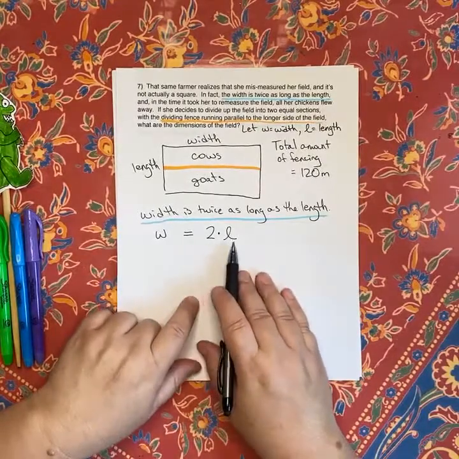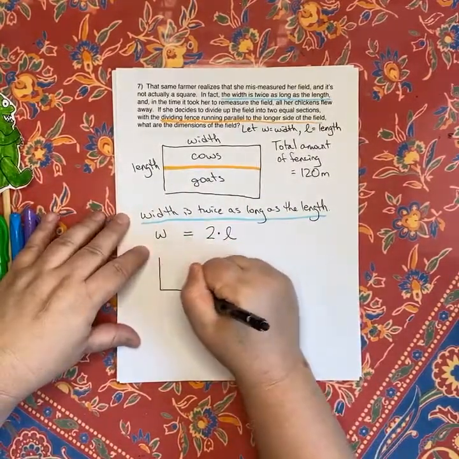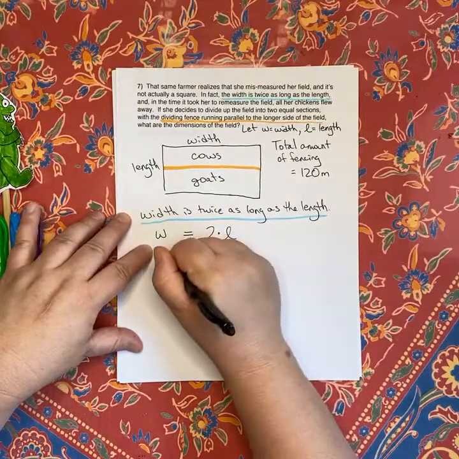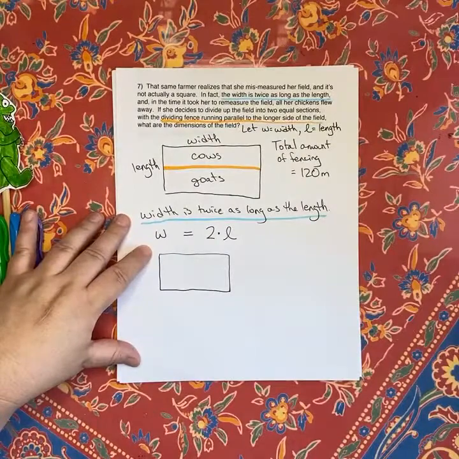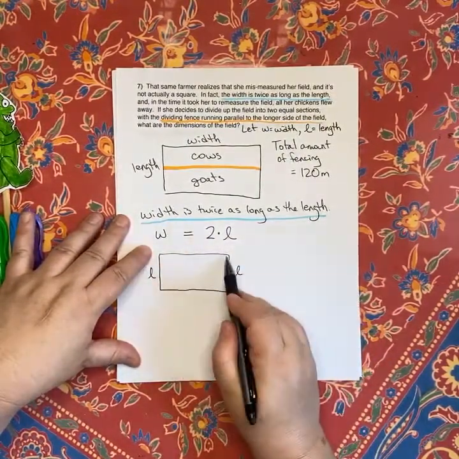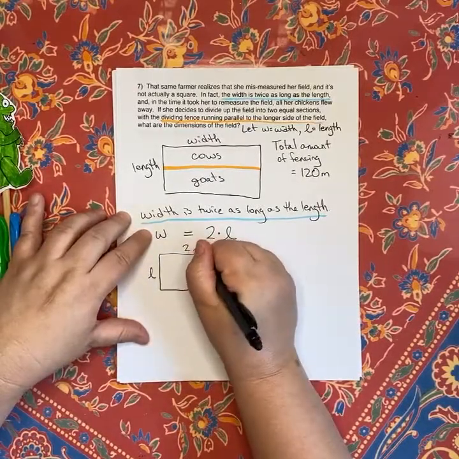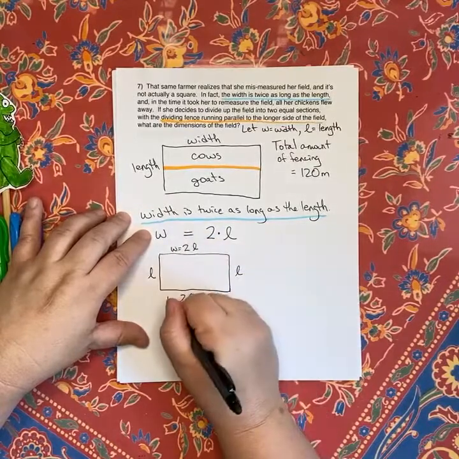The width is twice as long as the length. The width is the long one. So I'm going to draw another picture like I did before, and this time I'm not going to put all the words in it. I'm just going to put my letters in. So this is the length. Now this is the width, which I now know is 2L. So this is W, which equals 2L.